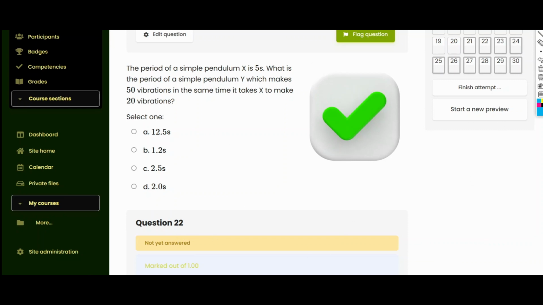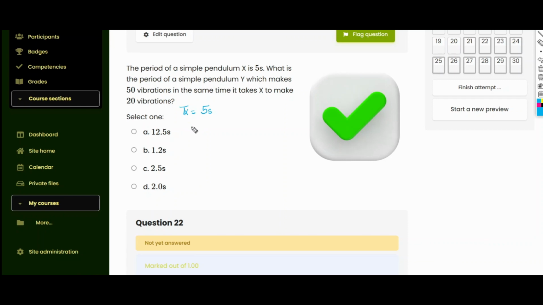Question 21. The period of a simple pendulum X is 5 seconds. What is the period of the pendulum Y, which makes 50 vibrations in the same time it takes X to make 20 vibrations? So the period of a simple pendulum X is equal to 5 seconds.